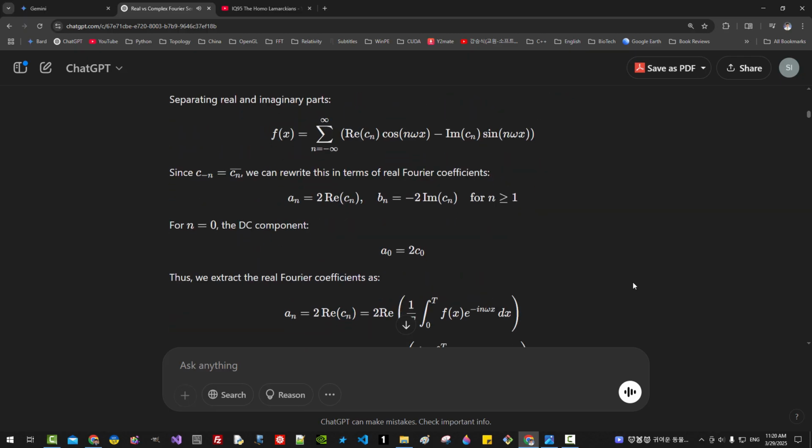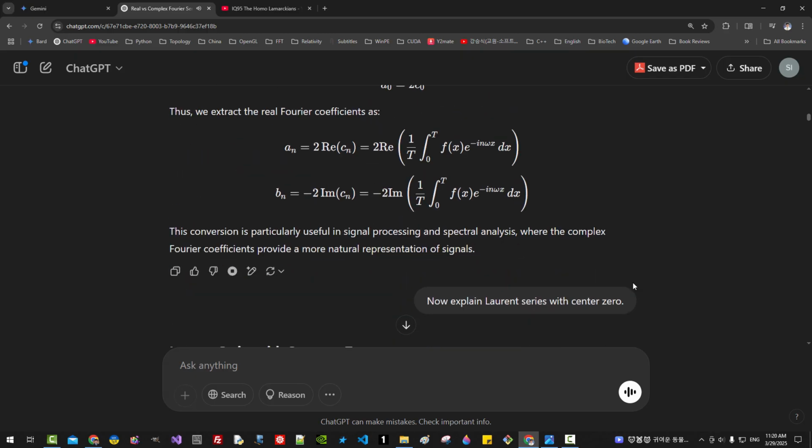f(x) = sum over n from -∞ to ∞ of c_n e^{i n ω x}. Since c_{-n} = conj(c_n), we can rewrite this in terms of real Fourier coefficients: a_n = 2 Re(c_n), b_n = -2 Im(c_n), for n ≥ 1. For n = 0, the DC component, a_0 = 2 c_0.